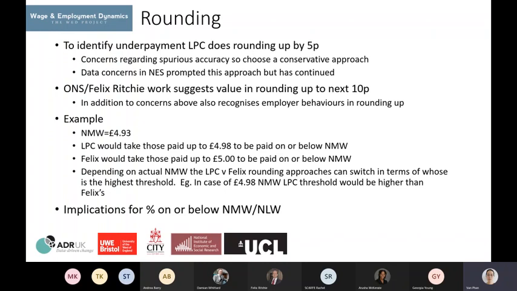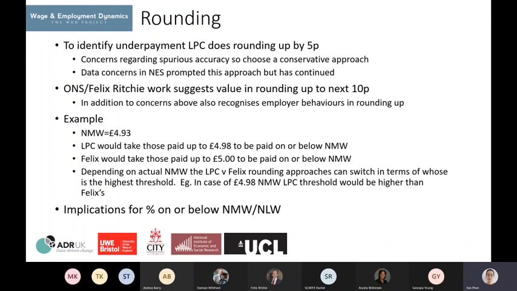So for example, in the case of £4.98, the minimum wage LPC threshold would be higher than Phan and Ritchie's. That is the implication for identifying jobs on or below the minimum wage, because the two rounding methods will lead to two different conclusions.